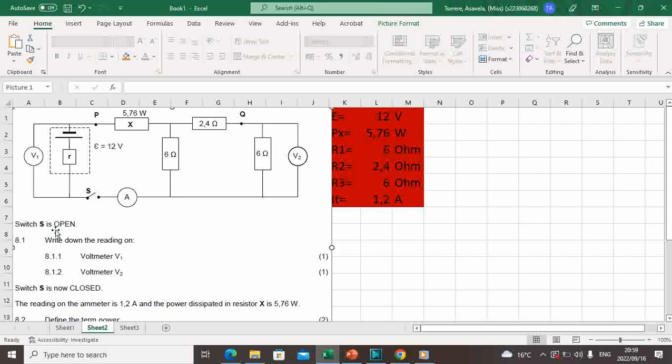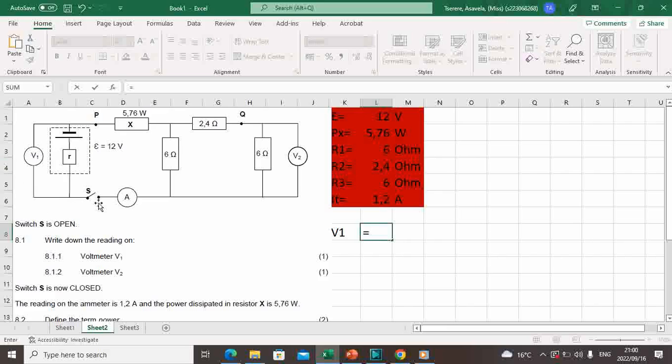Okay, let us do the following questions. If switch S is open, this switch, they say write down the reading on V1. Where is V1? Here's V1. If we open switch S, what will happen to V1? Well, what will be the reading on V1?